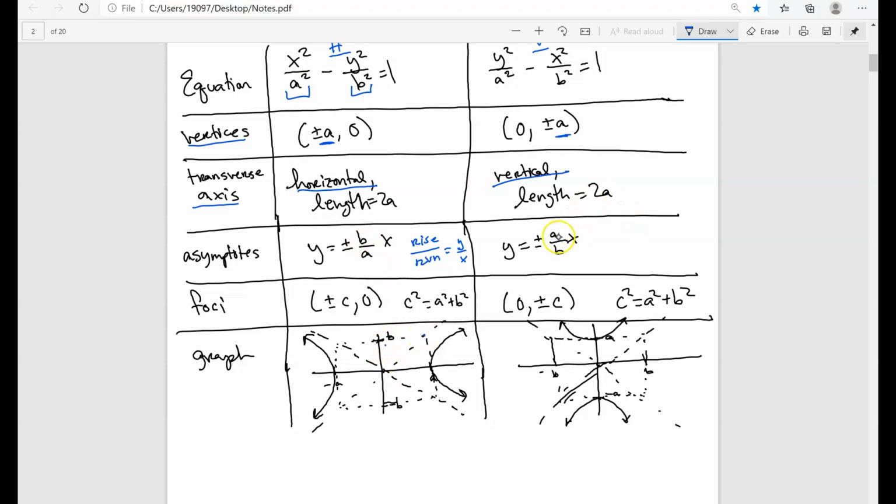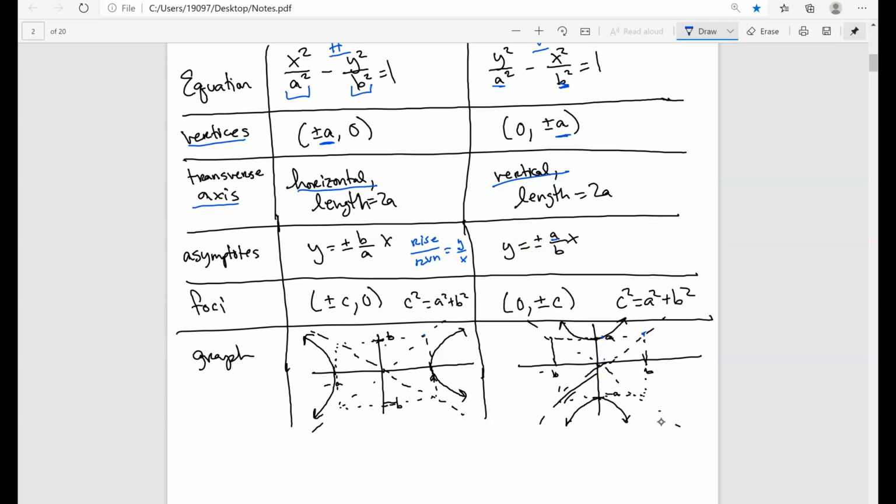Here is opposite because now a is under y. So the rise is now going to be the a divided by the b. So that's just basically what we have. So that makes sense. You go up a over b units. And they're plus or minus because they're going off in two different directions.